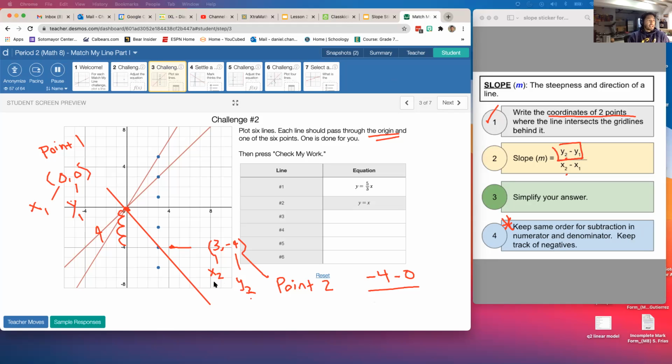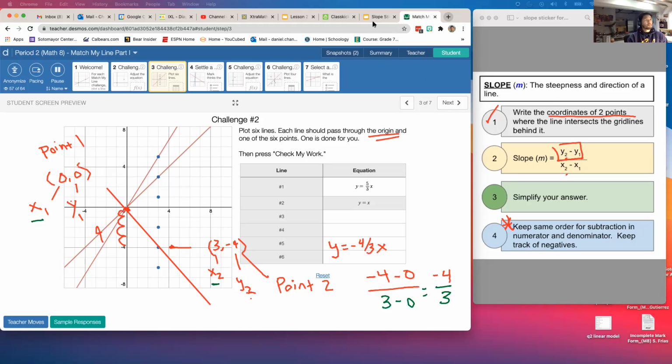Now I'm going to take my x-coordinate of point 2 and subtract my x-coordinate from point 1. That is 3 minus 0. And my slope is -4 thirds. It's an ugly 3. That 3 is my denominator, -4 is my numerator. And so I know the equation of this line is y equals -4 thirds x.